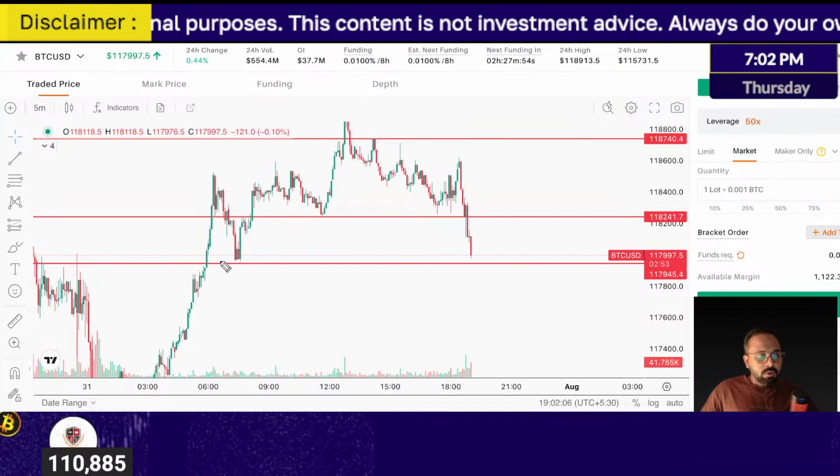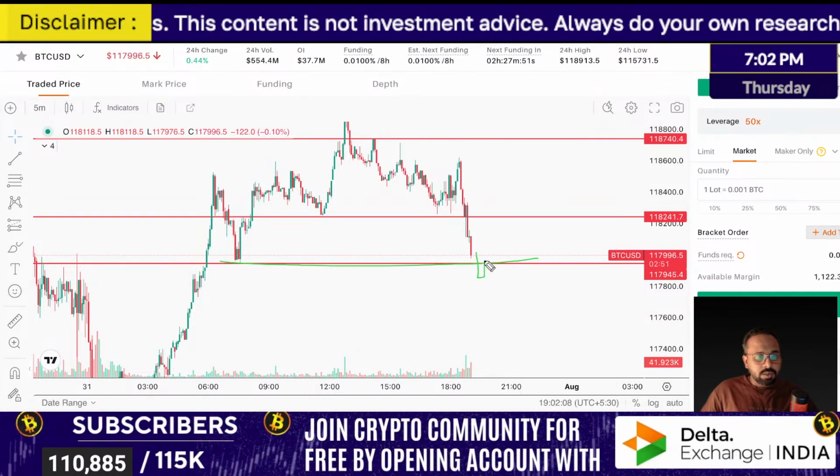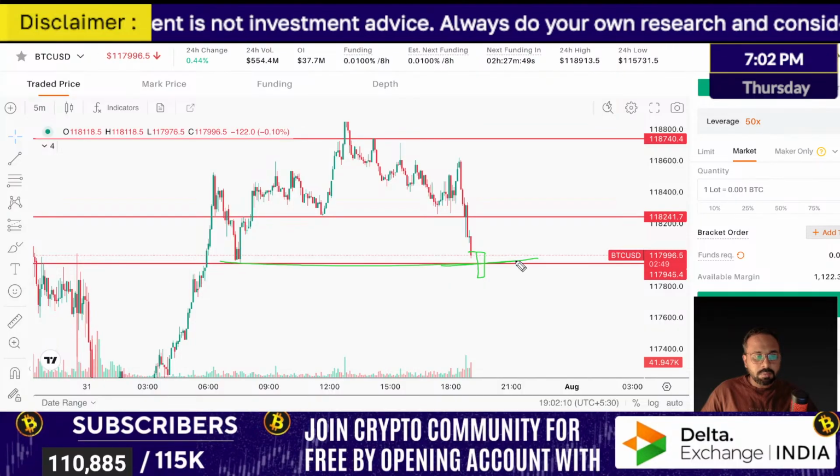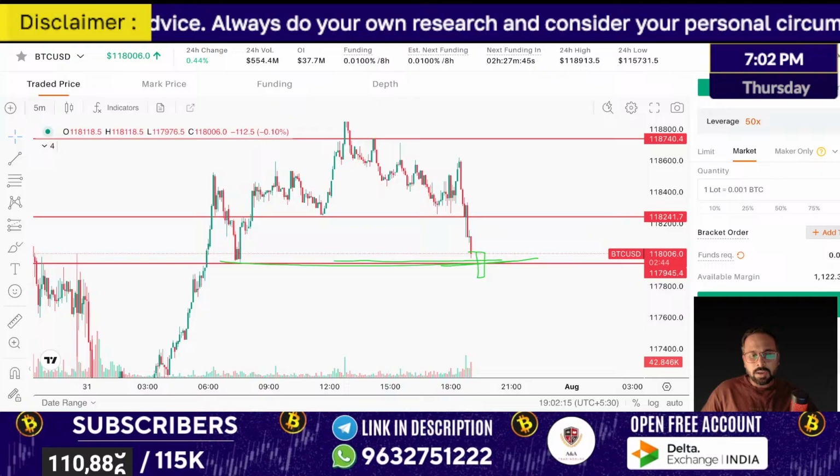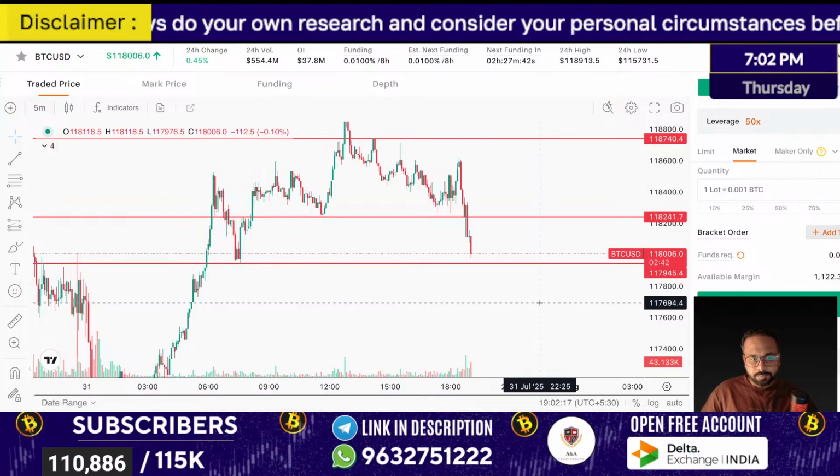People's attraction will be only below this zone. Bearish trade, more bearish trade, attraction will be below this zone. So this is the first area where I am thinking market can reverse.